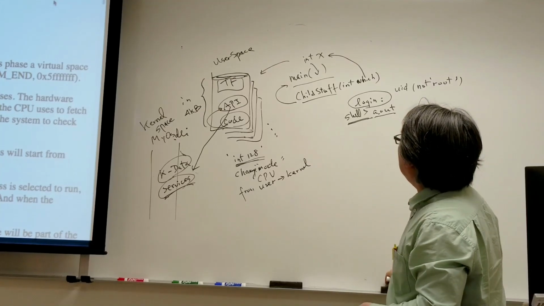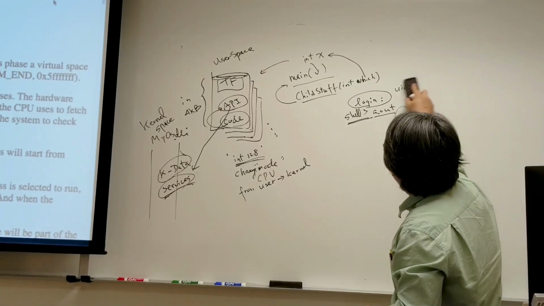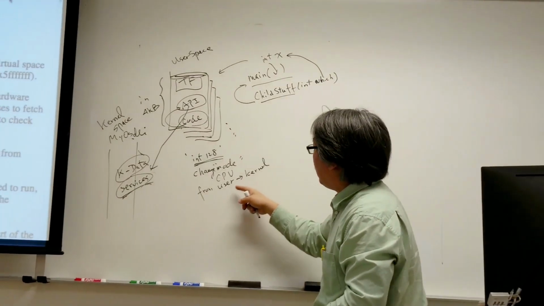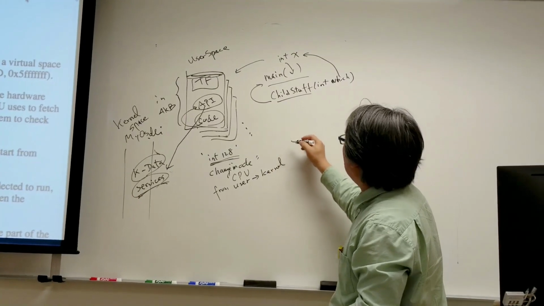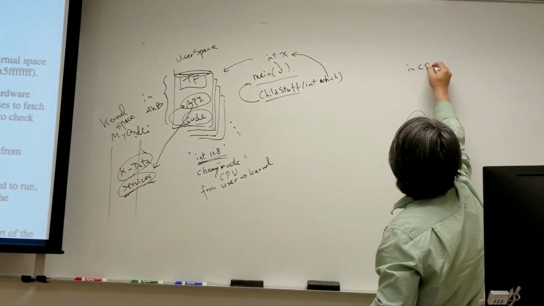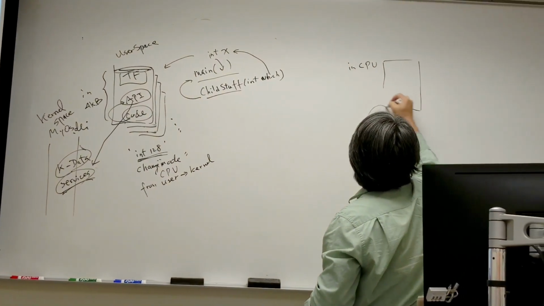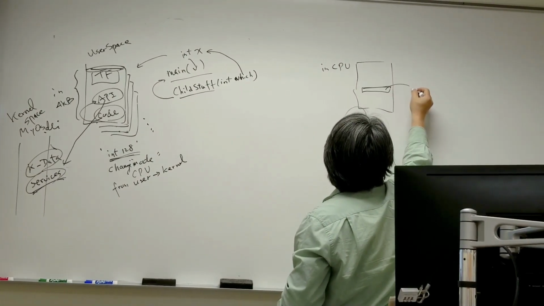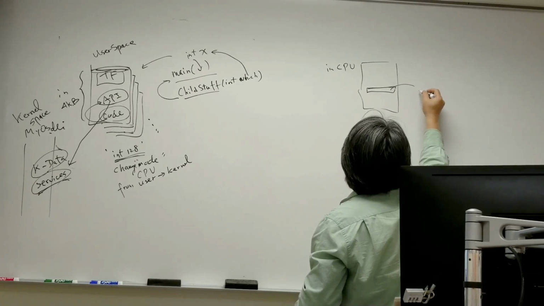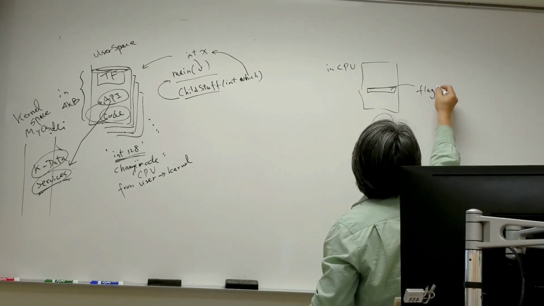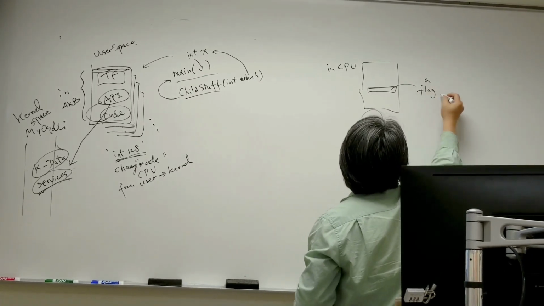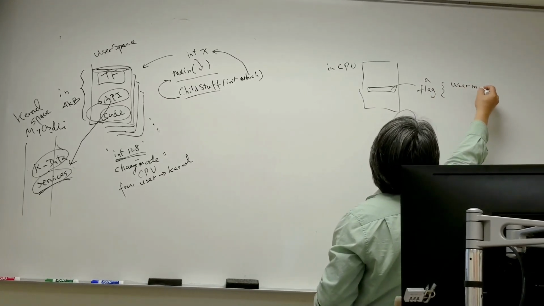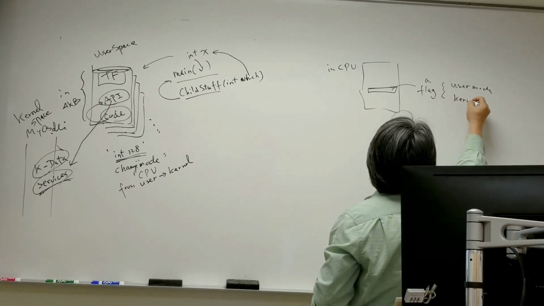So that's the user mode assigned to what? Again, to the CPU. Mode is not software. Mode is a CPU flag. In the CPU, there's a flag, and the flag indicates user mode or kernel mode. More about this later.